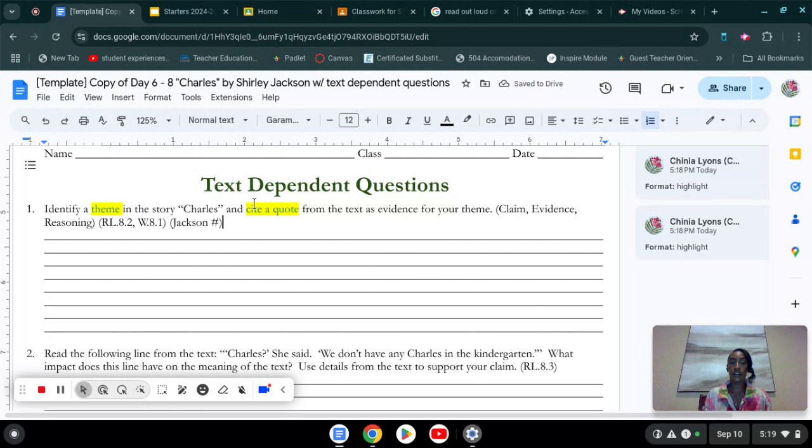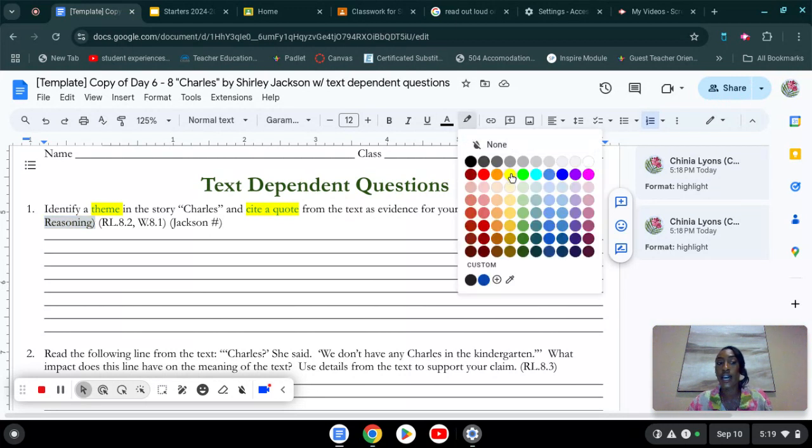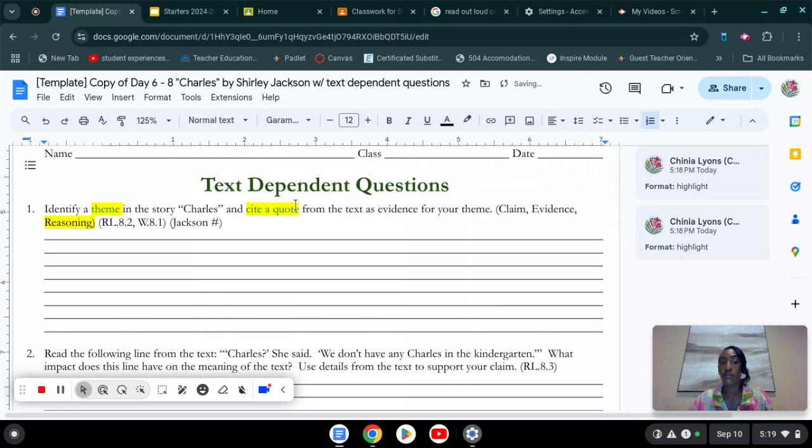So when we're citing a quote, that means find your quote from the text and then just make sure you have the citation where you're giving credit and you're pulling it from the story. It also asks us to do one more thing. It says that we need to have reasoning. So whenever we have reasoning, again, that's when we explain what our quote means.